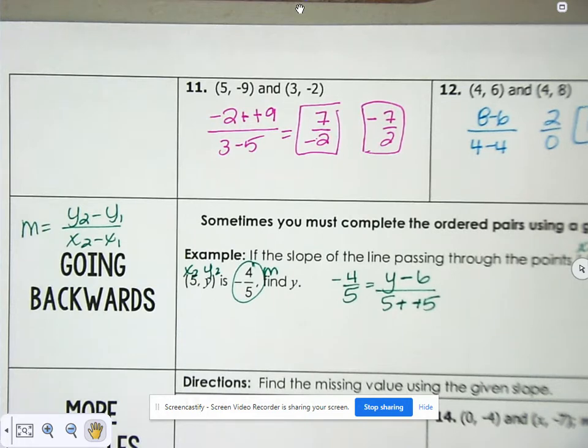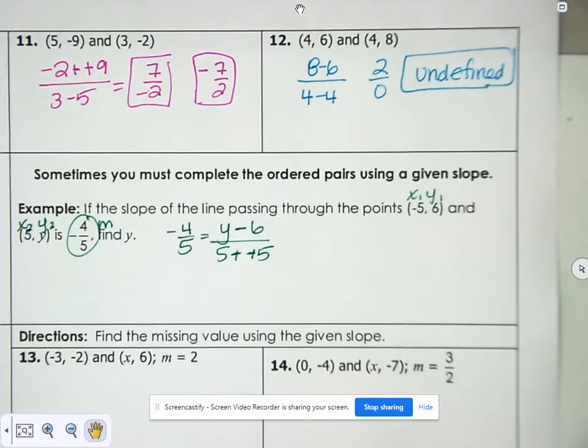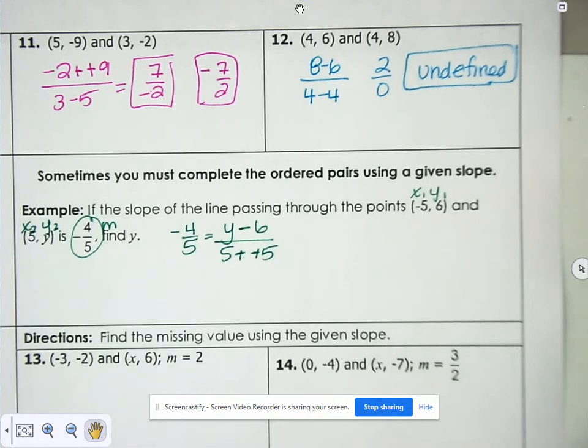Notice here, before we were looking for m. We didn't have the slope. Now we have the slope. We're trying to work backwards. That's why it says going backwards, to find what that other y value is.